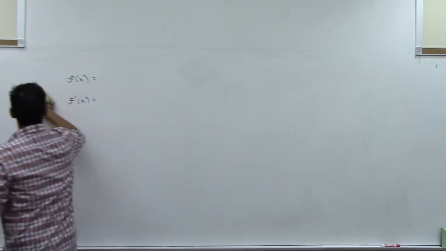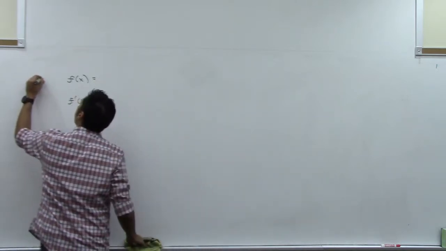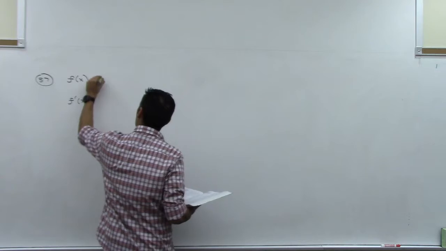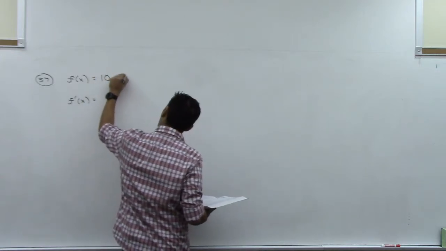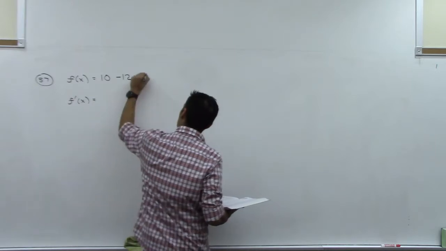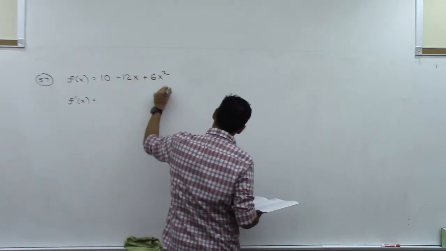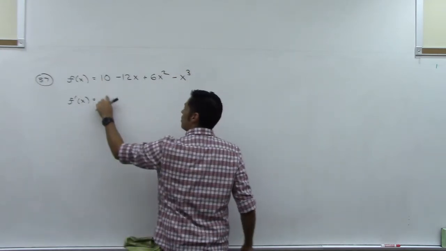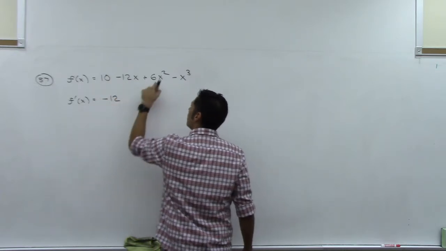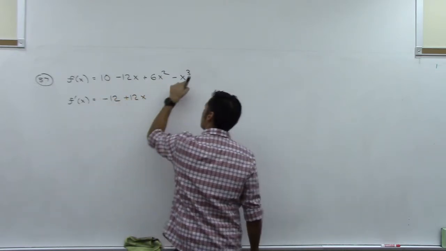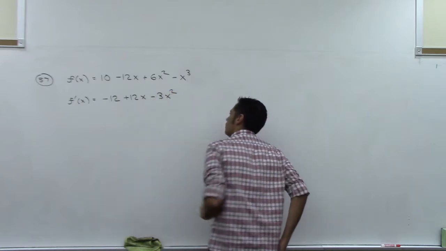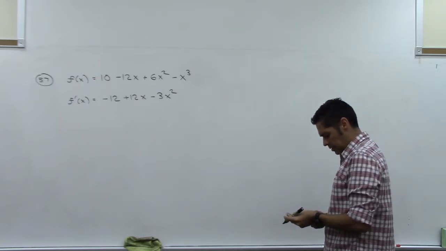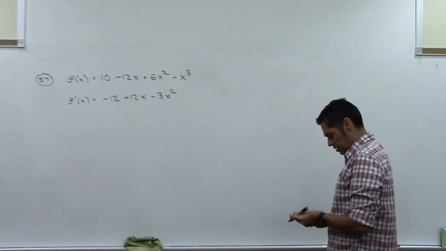All right, so number 57. We have f of x is 10 minus 12x plus 6x squared minus x cubed. Let's take our derivative. Derivative of 10 is 0. Derivative of this is negative 12. Derivative of this is plus 12x. Derivative of this is negative 3x squared. So there's my derivative. And now what I'd like to do is set that thing equal to 0.